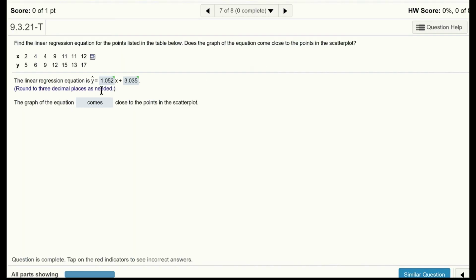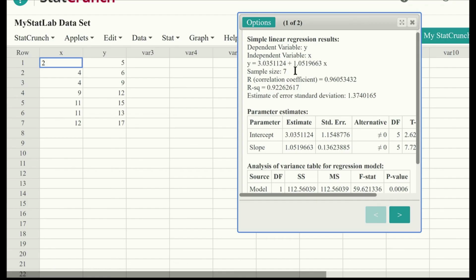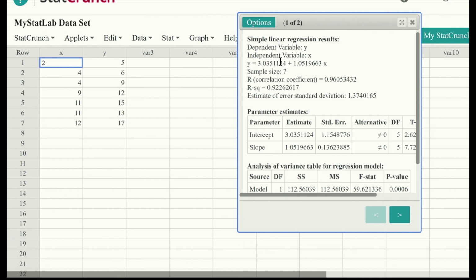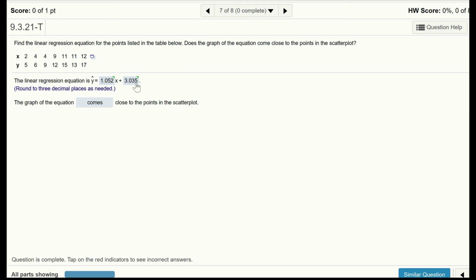They went to 3 places. Listen to the instructions, right? 3 decimal places. So 1.052, because there's a 9 after the 1, you have to round up, and 3.035, because there's a 1, you don't need to round up, you just keep the 5, and that's where these 2 numbers come from. Don't forget that it gets switched up here, right? Here they give you the constant first, and then the mx term, so make sure that you're picking the right coefficient to plug into here, right? Don't go with the same order as they have over there.